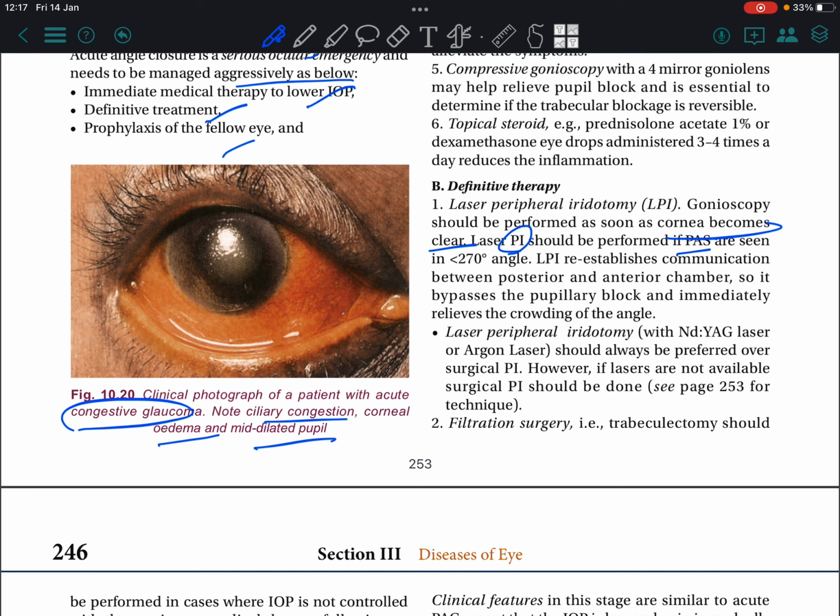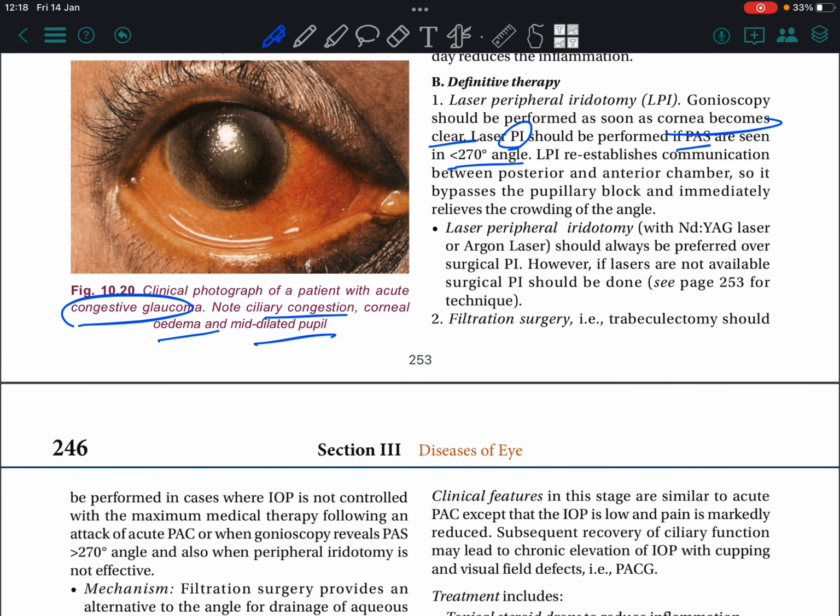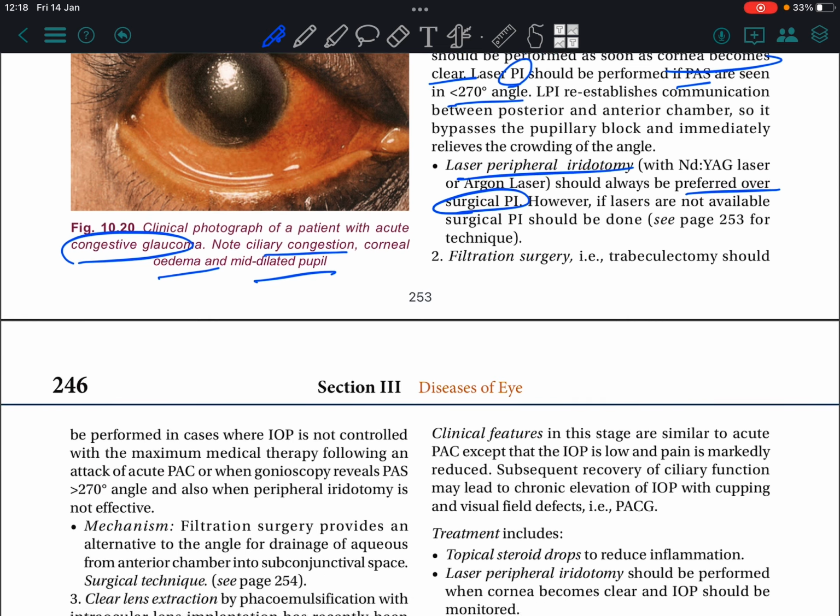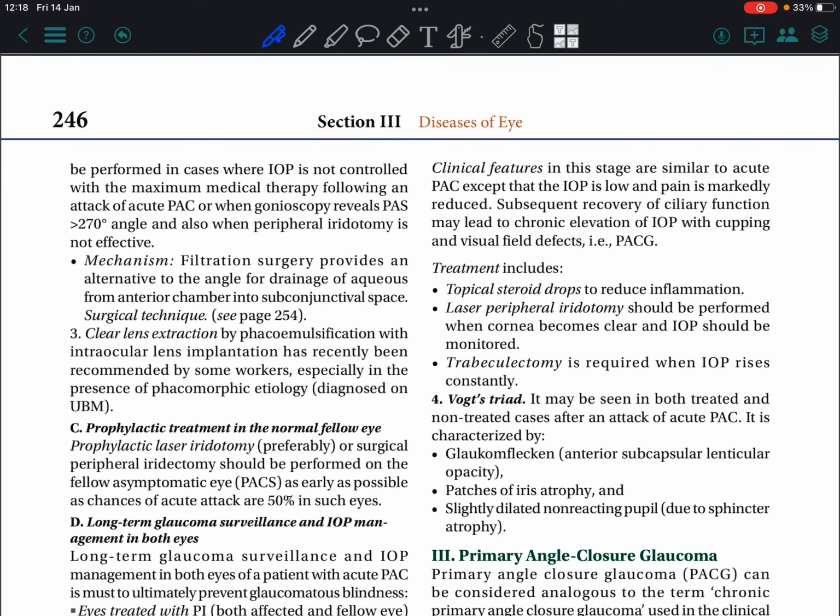Gonioscopy should be performed as soon as the cornea becomes clear. Laser PI should be performed if PAS are seen in less than 270 degrees of the angle. Laser peripheral iridotomy should always be preferred over surgical PI. However, if lasers are not available, surgical PI should be done. Filtration surgery, trabeculectomy should be performed in cases where IOP is not controlled with maximum medical therapy following an attack of acute PAC, or when gonioscopy reveals PAS greater than 270 degrees of angle, also when peripheral iridotomy is not effective. Mechanism: filtration surgery provides an alternative to the angle for drainage of aqueous from the anterior chamber into the subconjunctival space.